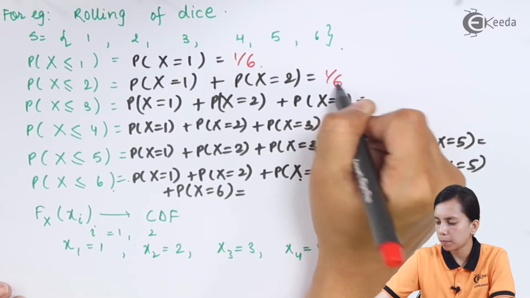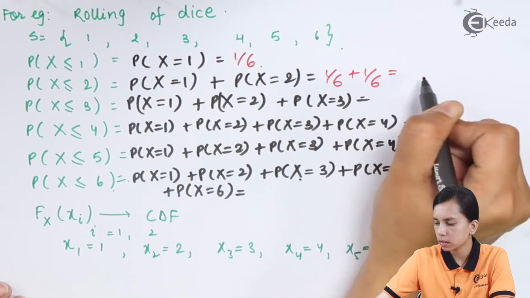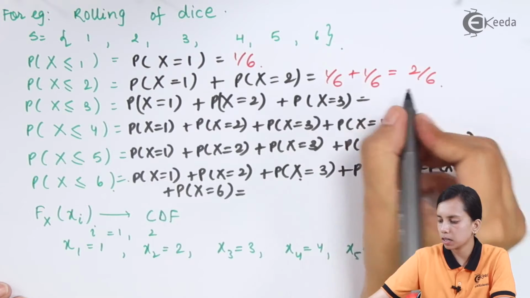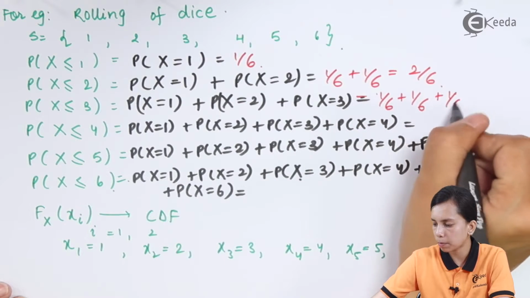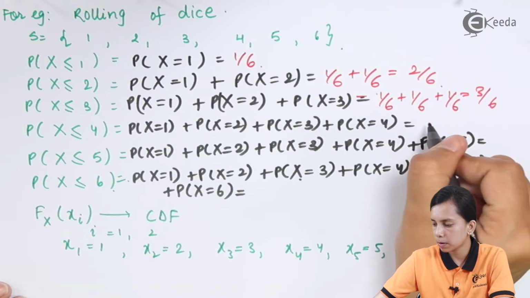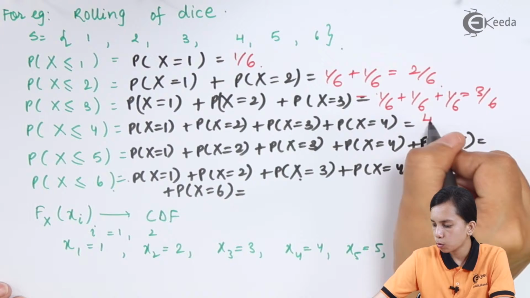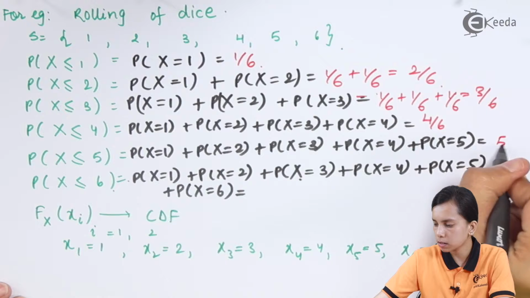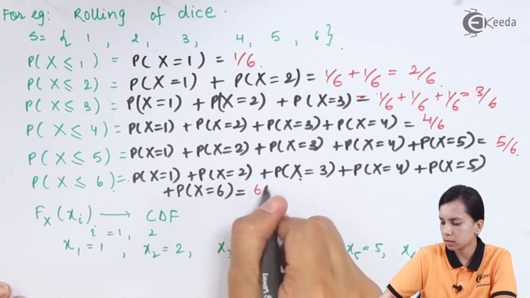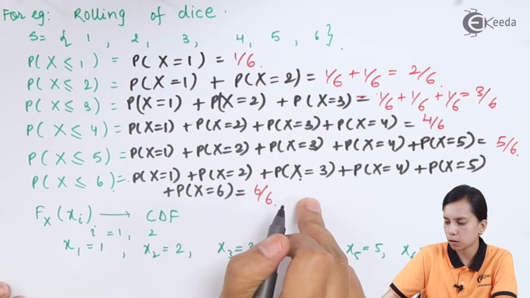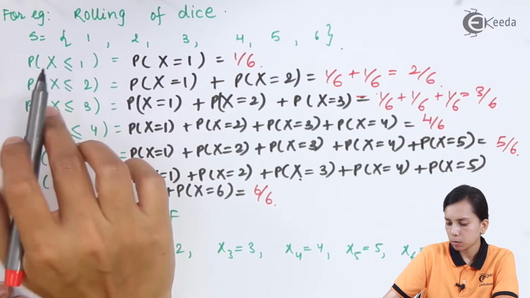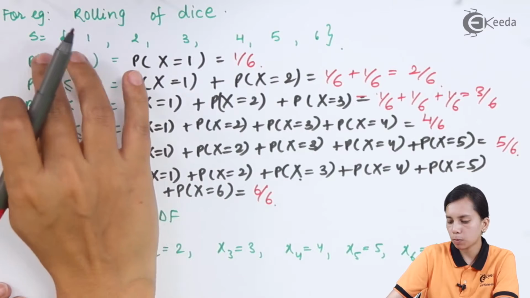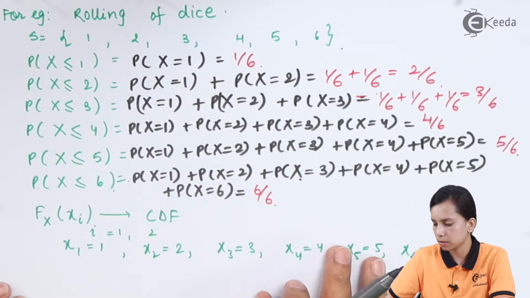So it is 1 by 6. This is 1 by 6 plus 1 by 6, that is 2 by 6. Similarly, this is 1 by 6 plus 1 by 6 plus 1 by 6, 3 by 6. This is 4 by 6. This is 5 by 6. This is 6 by 6, which is equal to 1. Okay, so this is our probability distribution for a particular random variable.